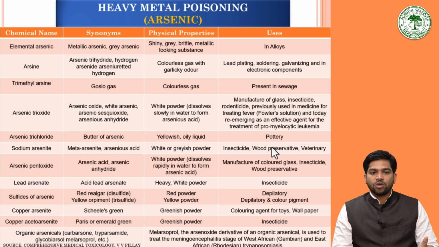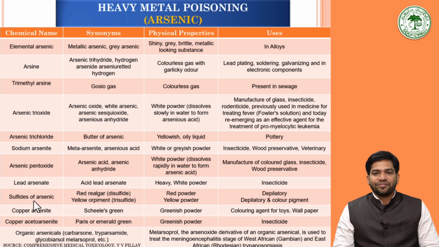Then arsenic trichloride is used in pottery. Then sodium arsenite is used as insecticide, wood preservative, and veterinary medicines. Arsenic pentoxide is used to manufacture colored glass, insecticide, wood preservatives. Lead arsenate is used as insecticide. Sulfides of arsenic are used as depilatory, that is for the removal of hair, and as color pigment. Then the copper arsenite is used as coloring agent for toys and wallpaper. Copper acetoarsenite is an insecticide.